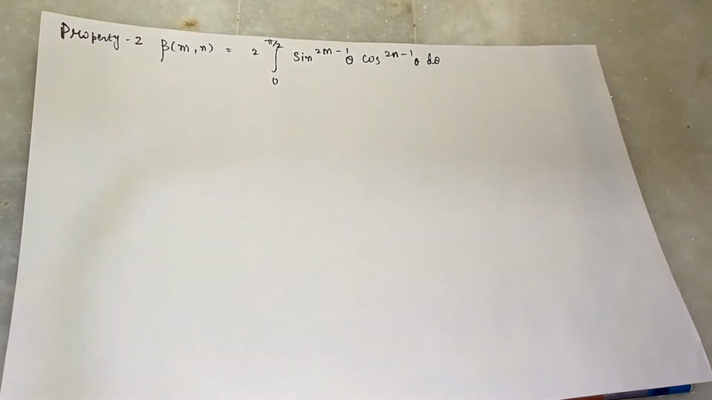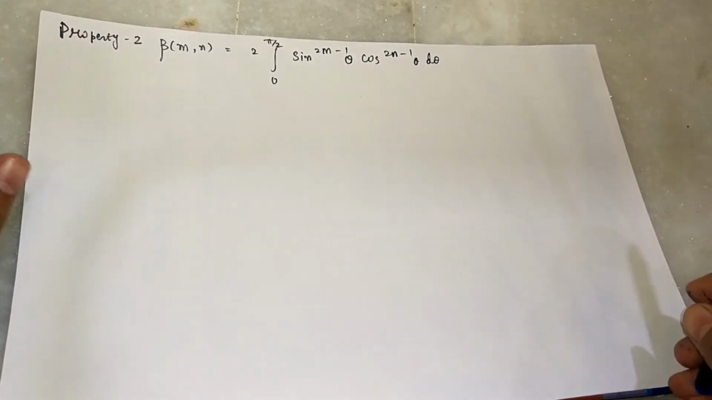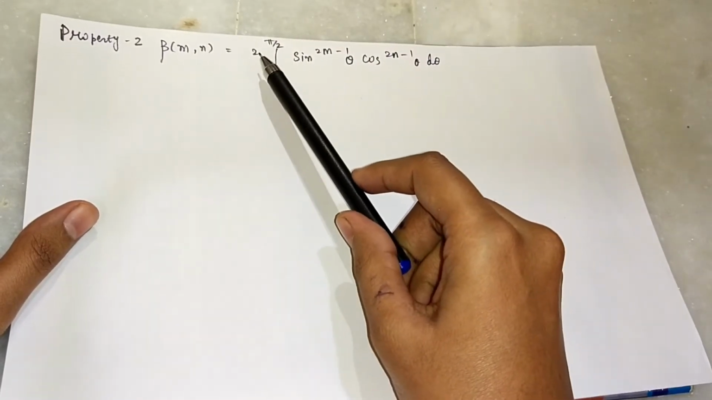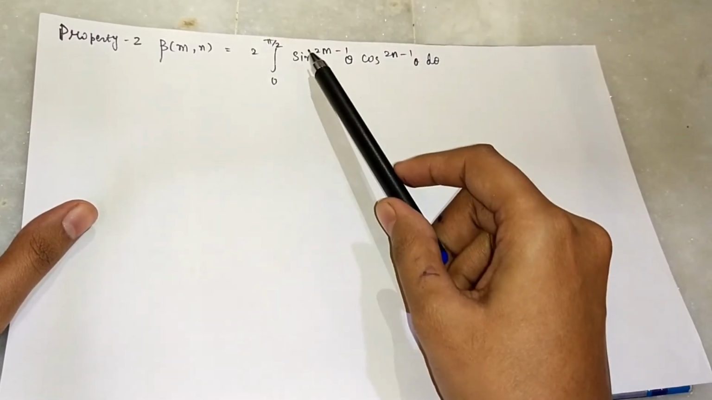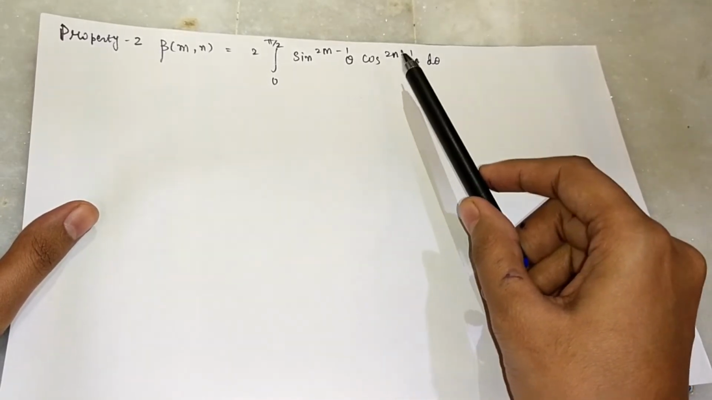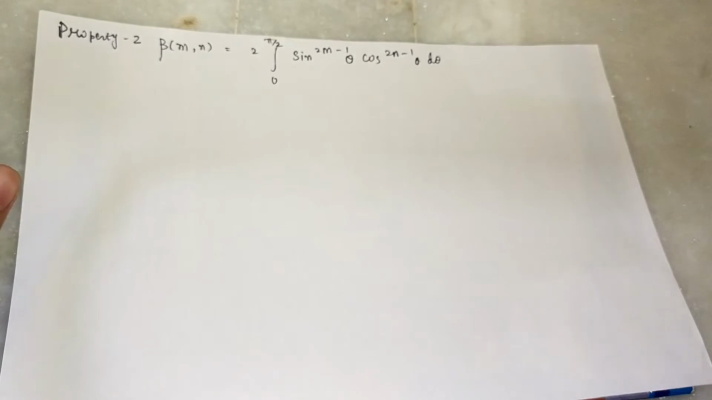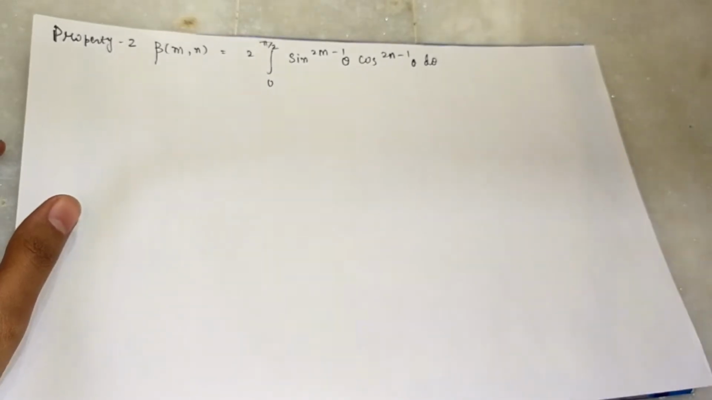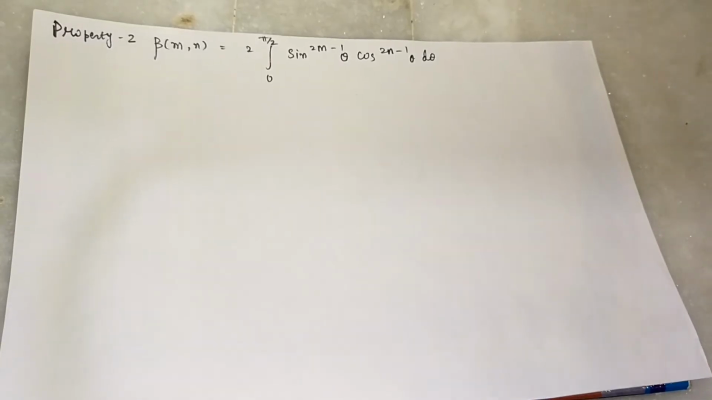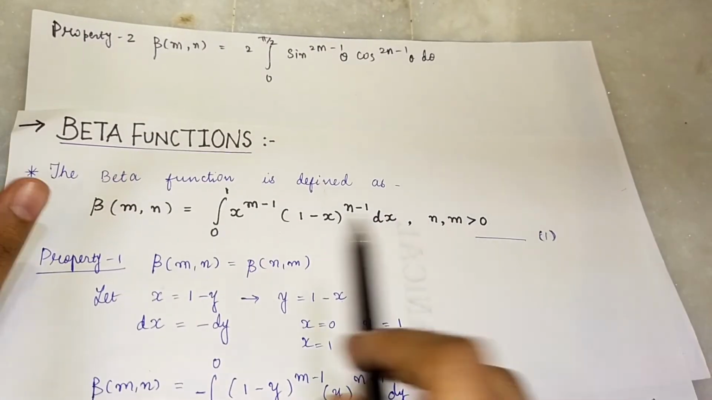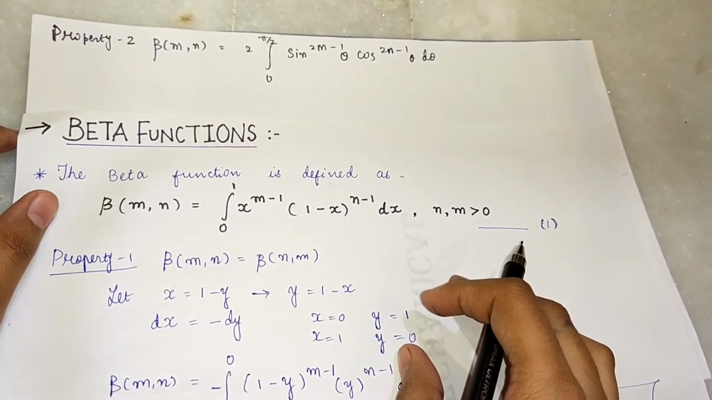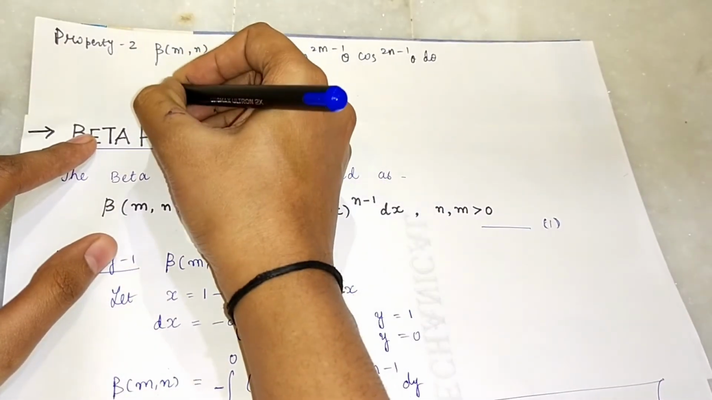So now property number 2. Here we have to prove that beta m comma n is equal to 2 integral 0 to pi by 2 sine raised to 2m minus 1 theta cos raised to 2n minus 1 theta d theta. So we have to prove this property. For proving this property, we will consider equation 1, which we considered in property number 1. So we will write this equation here.